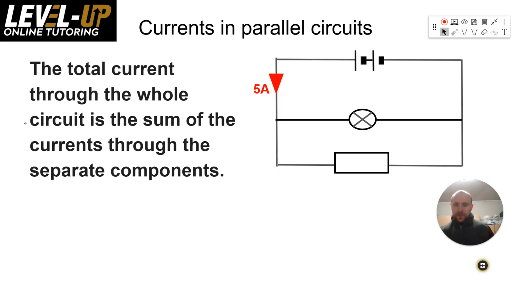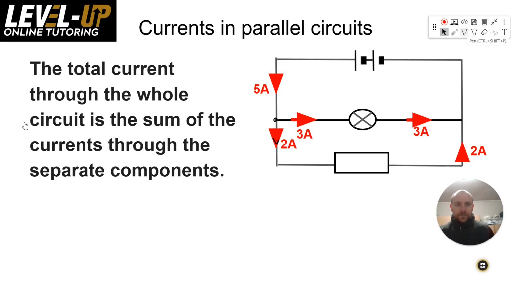So here's another example of what we've been talking about, just to make it absolutely clear. I've got 5 amps going into this junction here. If I had 3 amps going that way, hopefully you're shouting at me, telling me that the other branch would have 2 amps. Yeah, they must add up to the 5 amps.